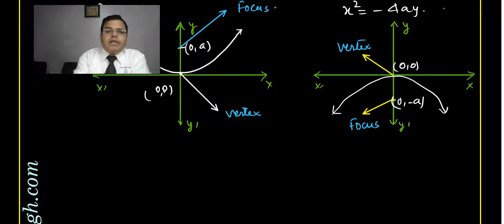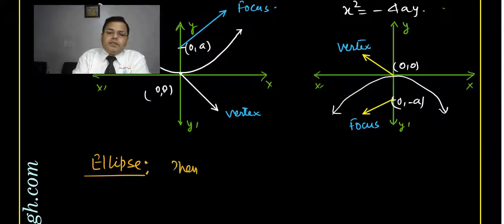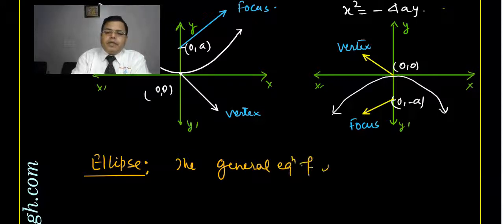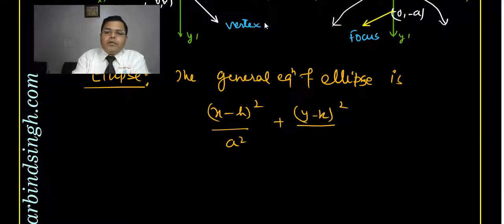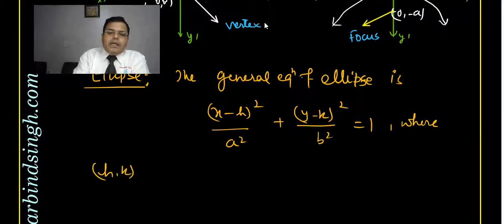Now, there is a new thing which you need to learn about: ellipse. The general equation of ellipse is x minus h whole square upon a square plus y minus k whole square upon b square is equal to 1, where h and k is the center of the ellipse.